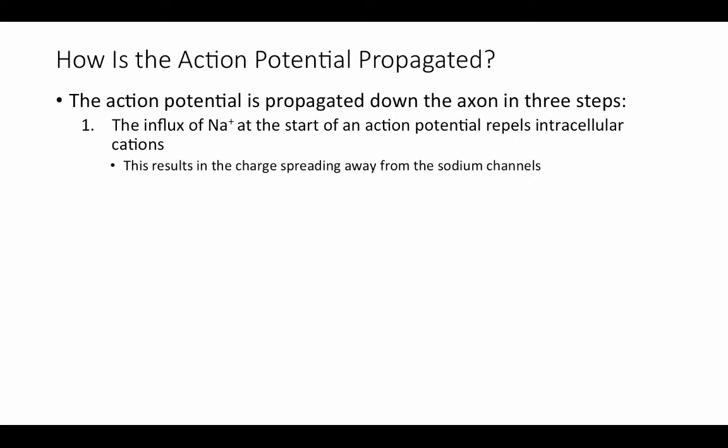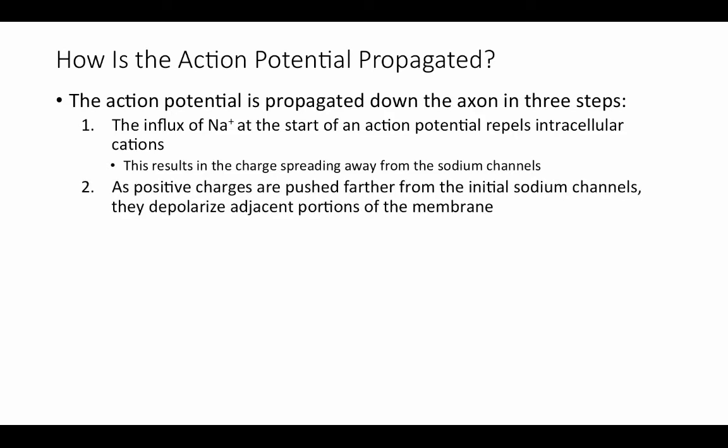First, the influx of sodium ions at the start of an action potential repels all of the cations, all of the positively charged ions that are already there inside the cell. So that's going to cause them to move away from that site toward a more negative area. So this results in the charge spreading away from the sodium channels. As positive charges are pushed farther from the initial sodium channels, they're going to depolarize adjacent portions of the membrane because they're making the interior of the membrane less negative as they move toward those adjacent portions of the membrane, depolarizing them and moving them toward that threshold potential.